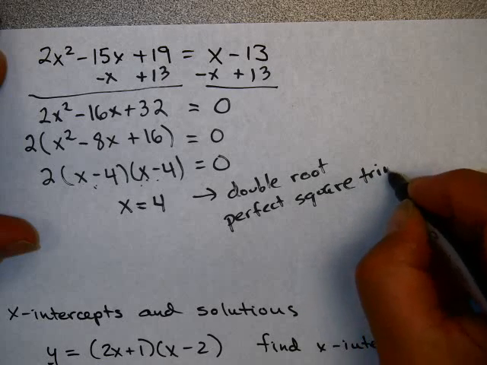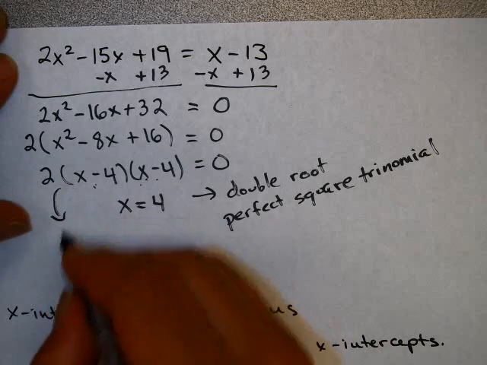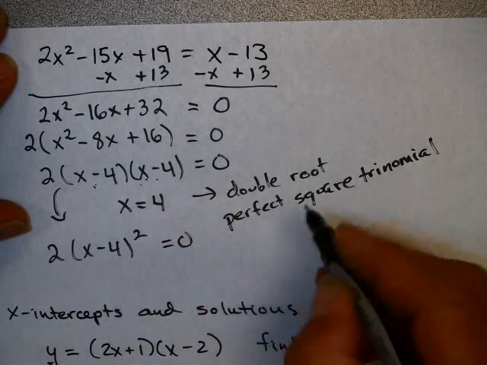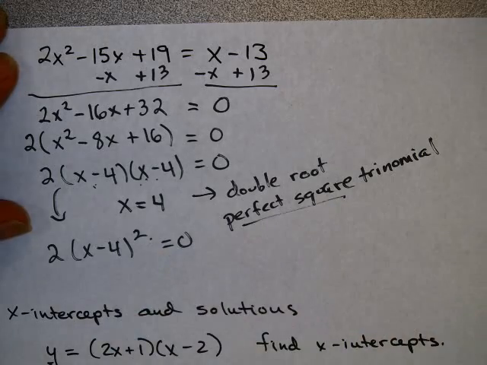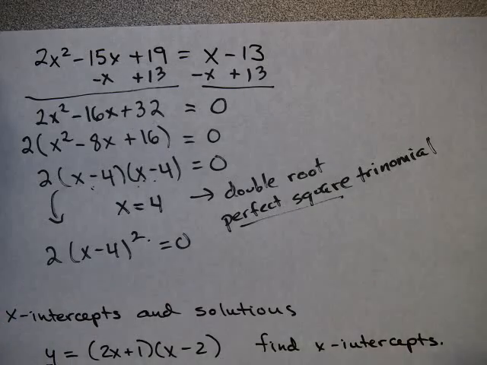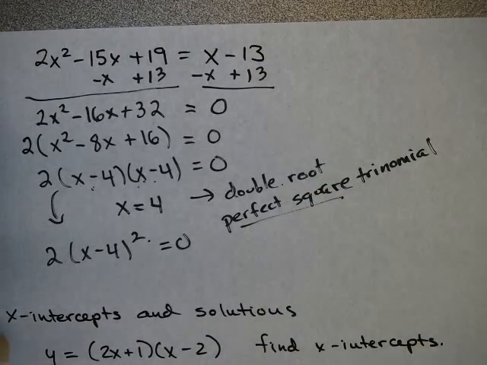You might remember from your work with factoring that this can be written as 2 times the quantity x minus 4, squared. That's where the word perfect square comes from. Some of your problems in WebAssign ask you to identify this. If you have a double root, it came from a perfect square trinomial.